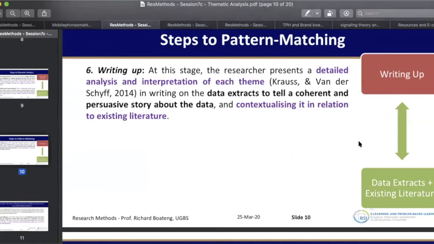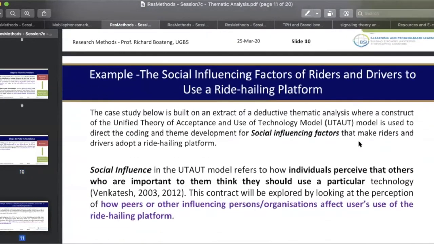Then writing up. At this stage, the presenter or the researcher presents a detailed analysis and interpretation of each theme, writing out the data extract to tell a coherent, persuasive story and contextualizing it in relation to the existing literature. That's more about writing about what you have found. Okay, so let's look at an example.